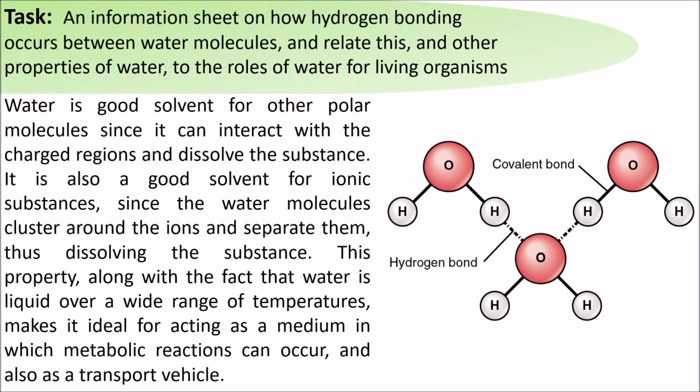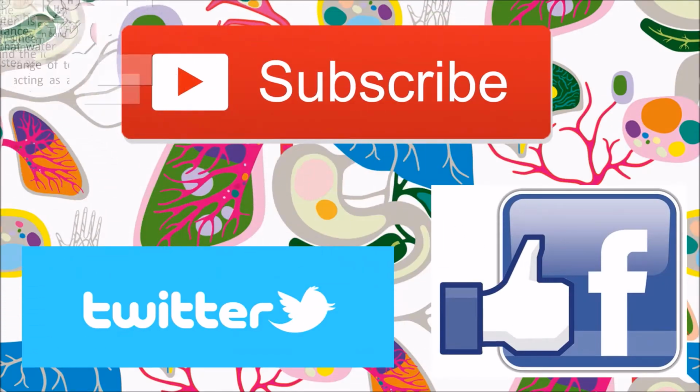Water is a good solvent for other polar molecules since it can interact with the charged regions and dissolve the substance. It is also a good solvent for ionic substances since the water molecules cluster around the ions and separate them, thus dissolving them. This property, along with the fact that water is a liquid over a wide range of temperatures, makes it ideal for acting as a medium in which metabolic reactions can occur and also as a transport vehicle. Hopefully this video should have helped you complete your daily revision task.